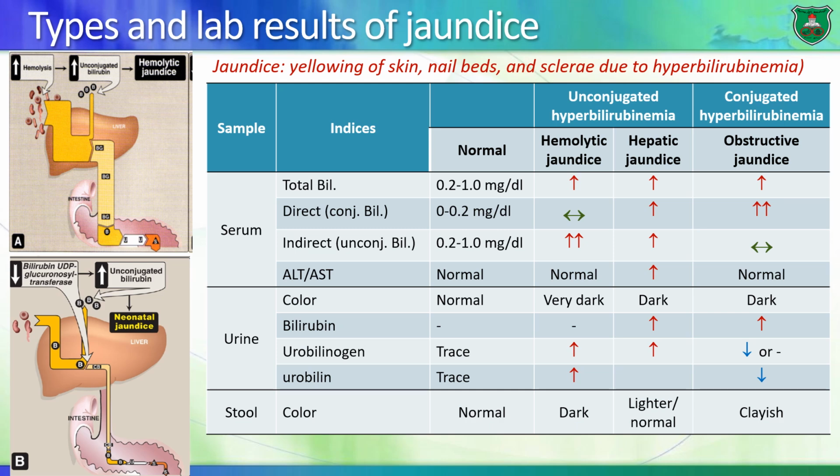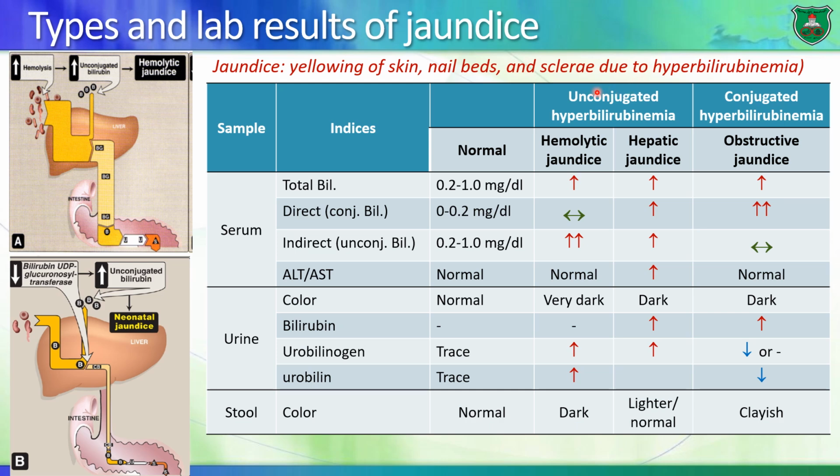Now, jaundice can be divided into two classes: either unconjugated hyperbilirubinemia, so there's an increase in the amount of unconjugated bilirubin in these individuals, or you can have conjugated hyperbilirubinemia, a condition where you have a high level of conjugated bilirubin. Now, let's look at the different markers related to jaundice in both of these types of hyperbilirubinemia.